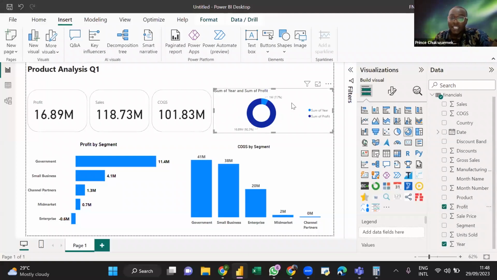And one of the things I would also want to say here is whenever you're using this chart, which is a pie chart, what you want to make sure you are showing is percentage. So you don't want to use it to show numbers. You want to use it to show percentage.